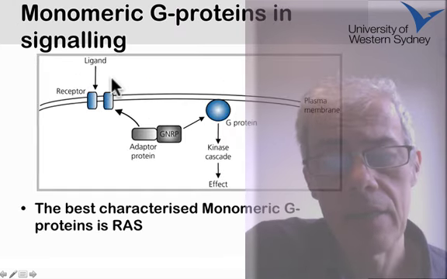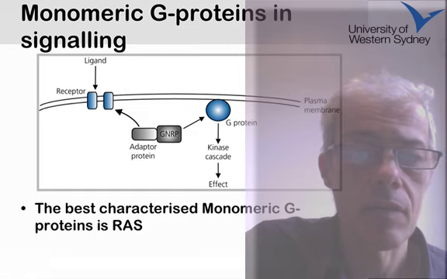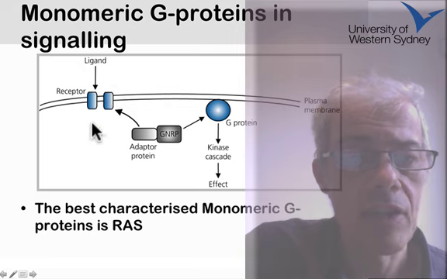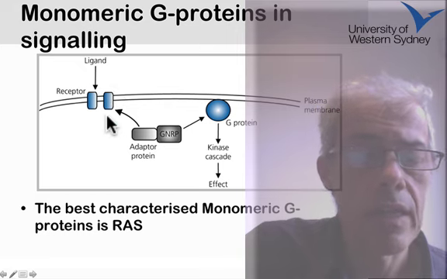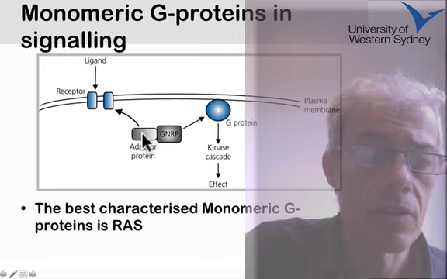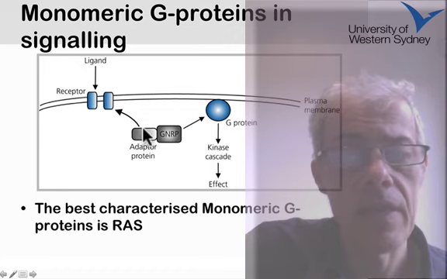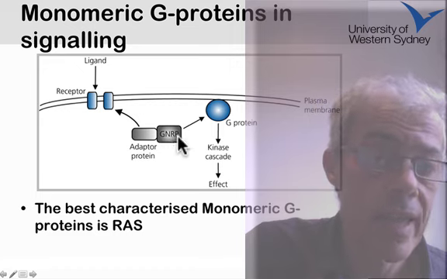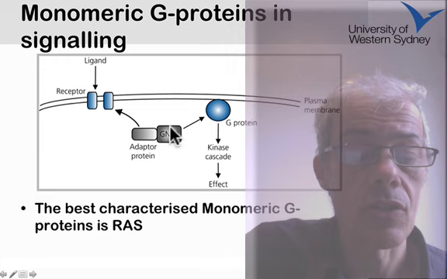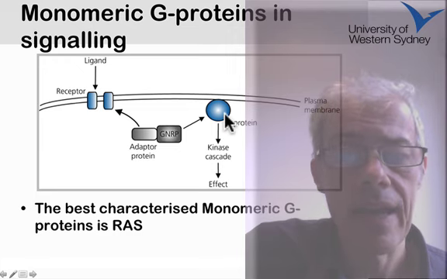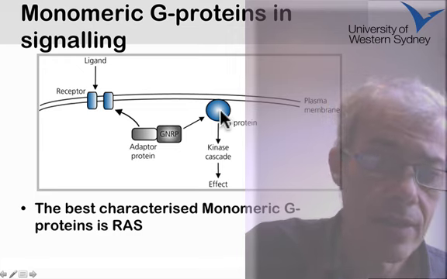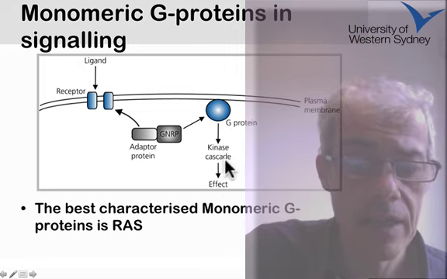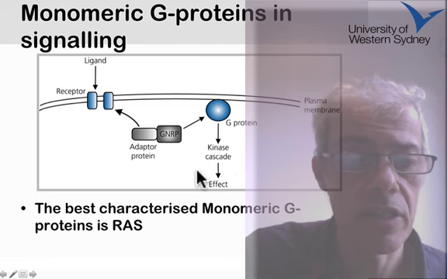So this is just placing the RAS protein in context of a signaling pathway. Here we have a ligand binding to a receptor tyrosine kinase, which is then binding to an adapter protein such as GRB2, which can then bind to a guanine nucleotide releasing protein, or a GEF, such as the SOS protein, which can then lead to the activation of a monomeric G protein such as RAS, which then leads to a cascade of kinase activities, which is our MAP kinase cascade, leading to an effect such as gene transcription.